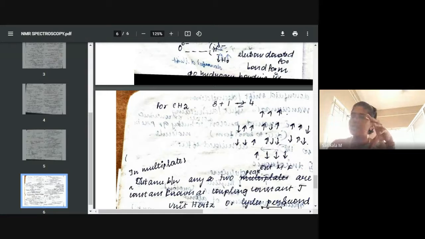Then the position of signals will tell about the chemical shift value, where the protons are shifted from the standard and where they are located in the spectrum. That means it will tell what category of proton it is, whether aliphatic or aromatic, what class or group of proton it is. We can find that out from the position of signals. The position of signals is defined by chemical shift only. And what is chemical shift? What is the unit and all, we have seen.